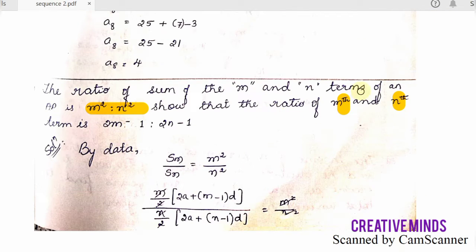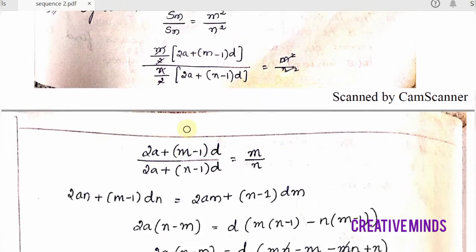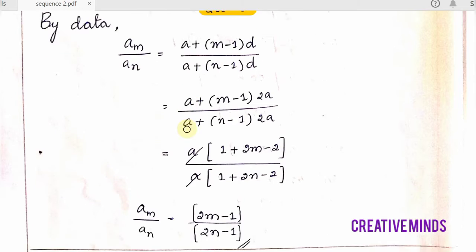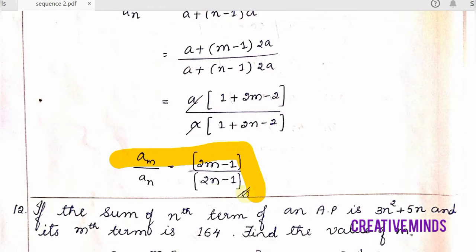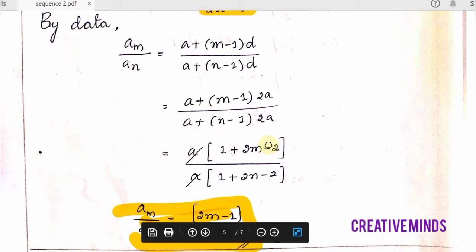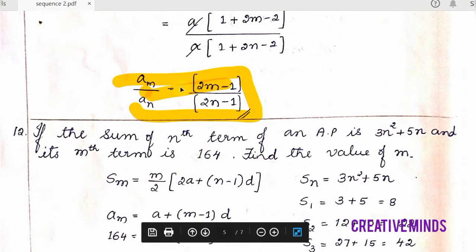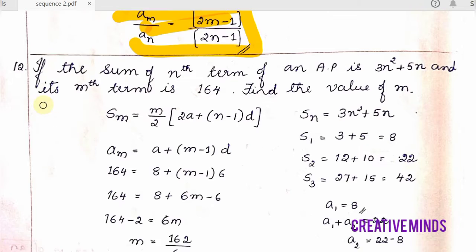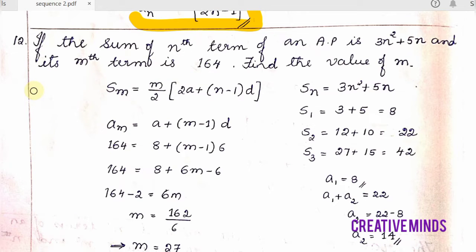So they gave the ratio of m is to n is 2m minus 1 is to 2n minus 1. Hence, we proved the given data. Now, move on to the next problem.